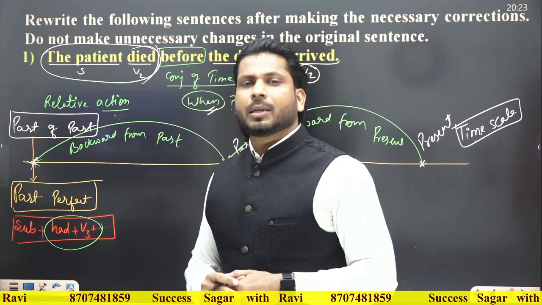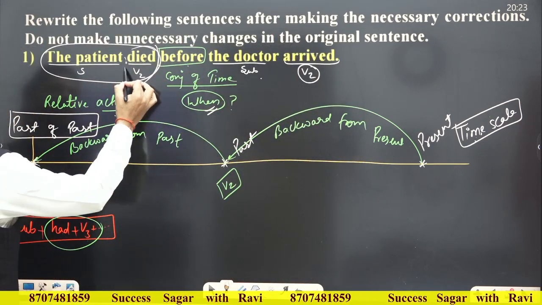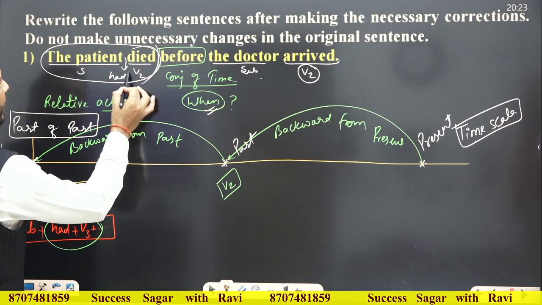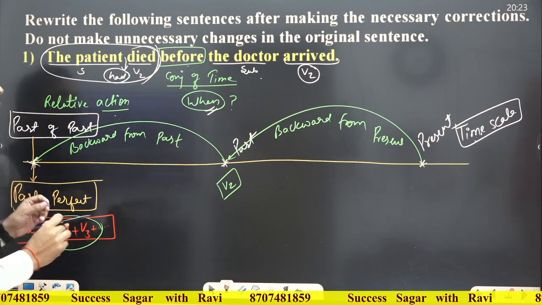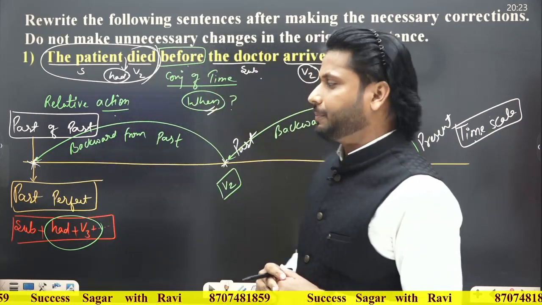So I think you must have understood the concept. What is missing over here? The helping verb. The helping verb "had" over here. So the correct sentence is: The patient had died before the doctor arrived. This is the explanation of this particular question.